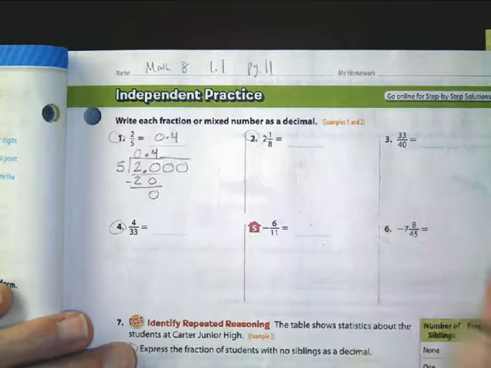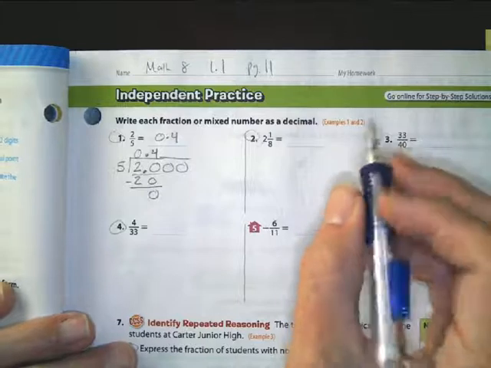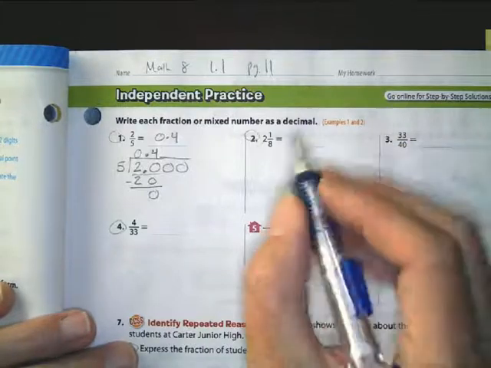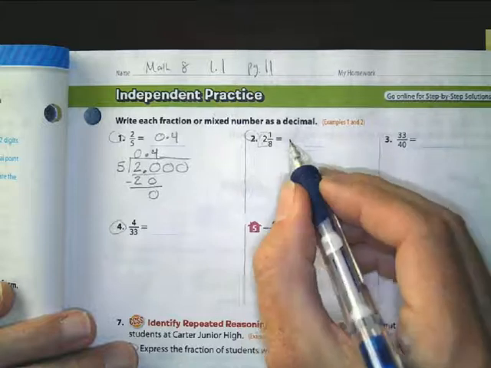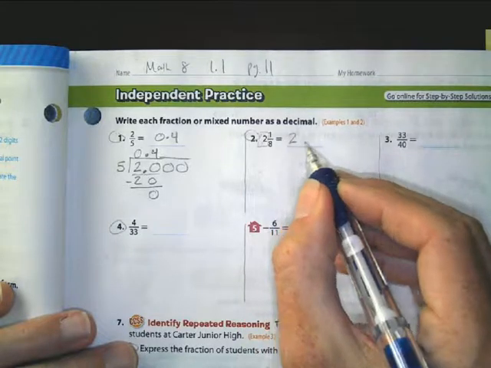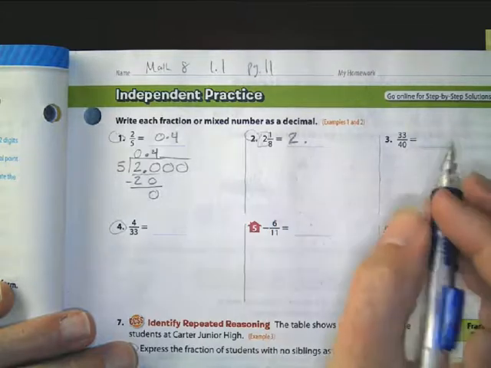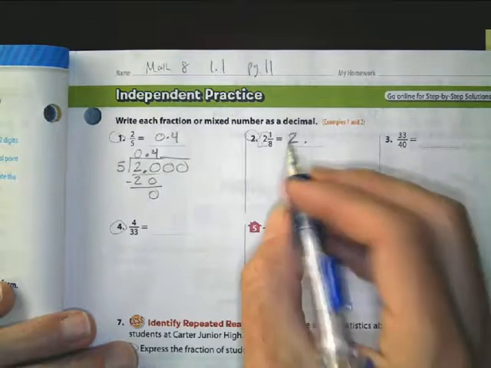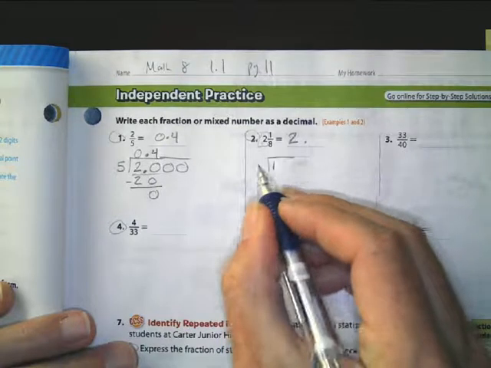Let's look at number 2. Number 2, we have 2 and 1/8. All right, a couple ways of approaching this here. I could automatically recognize that because I have a whole number, I'm going to have a 2 point something or other as my answer, and I could just mess with the 1/8. That could work out just fine. I'm going to work that way first of all, so I'm going to do 1 divided by 8.